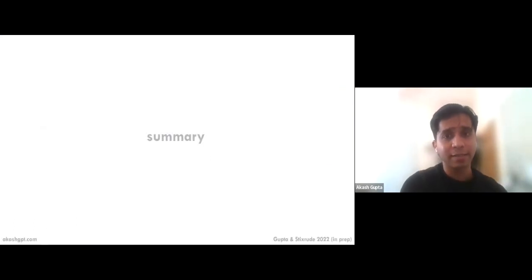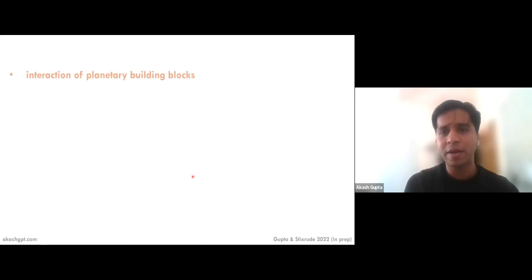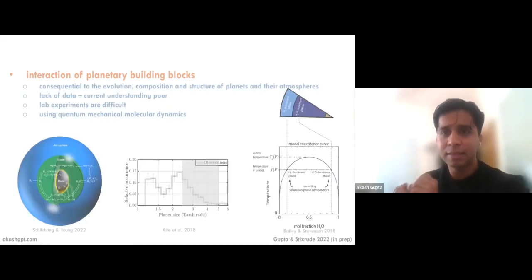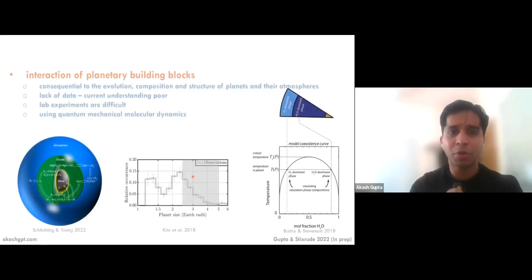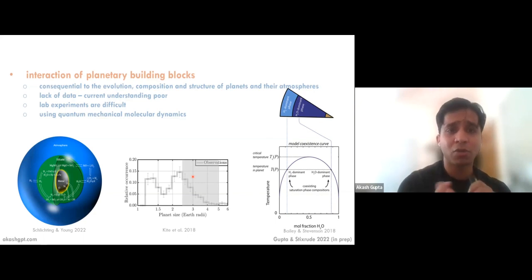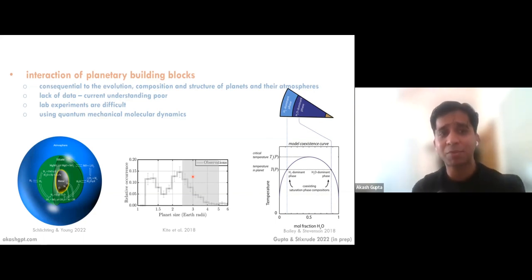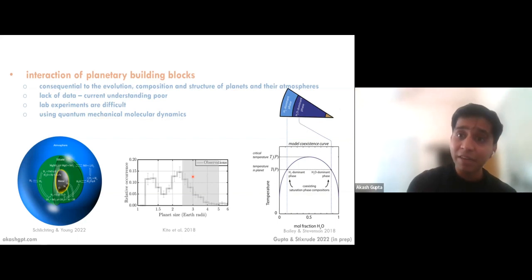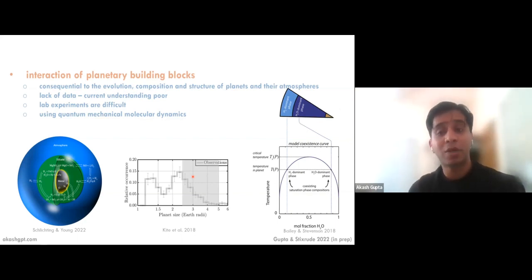So to summarize, I told you how important it is for us to understand this interaction of planetary building blocks, because they can have a big impact on the composition and structure of planets and their atmospheres. But today we have a lack of data that is contributing to our poor understanding. Lab experiments are difficult, but we can use quantum mechanical molecular dynamics to get a better handle on this.